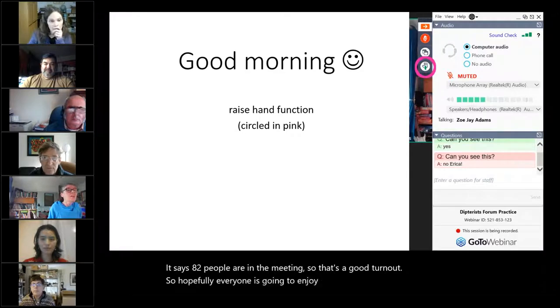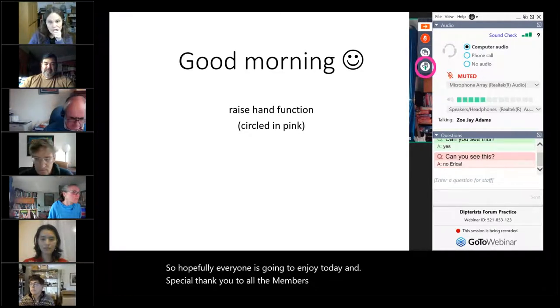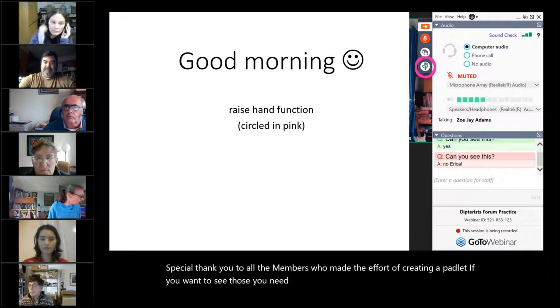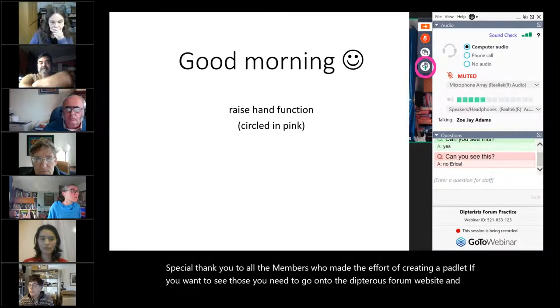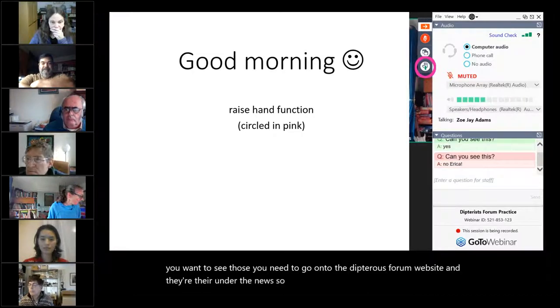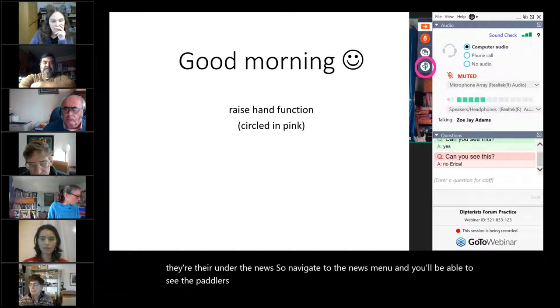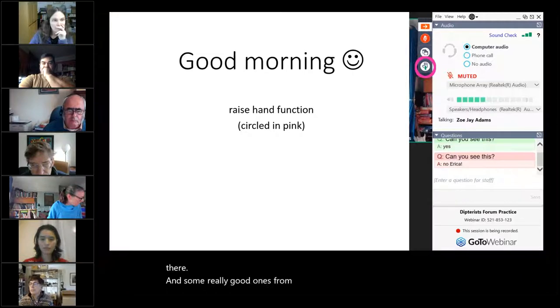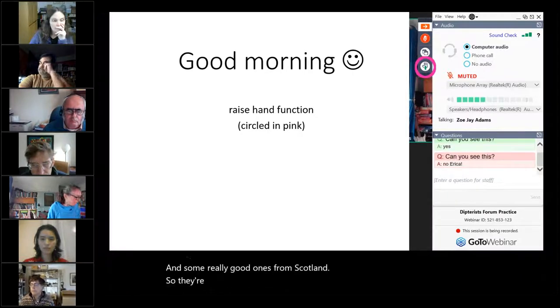And special thank you to all the members who made the effort of creating a Padlet. If you want to see those, you need to go on to the Dipterists Forum website, and they're in there under the news. So navigate to the news menu and you'll be able to see the Padlets that members have created. There's some really nice ones in there, and some really good ones from Scotland.